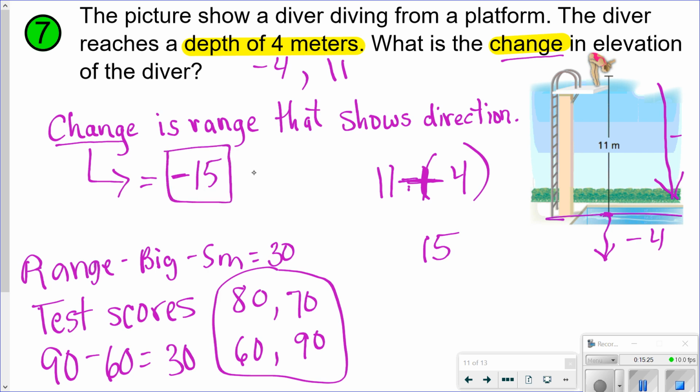And if you look at her picture, it makes sense. She starts up here, she goes down 11, and then she goes down 4 more for a total of 15 in the negative direction.